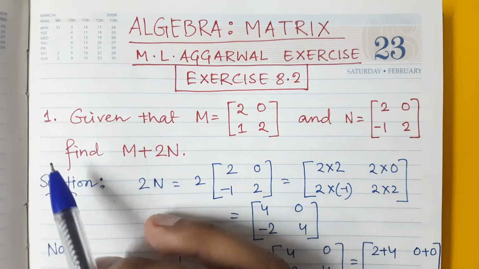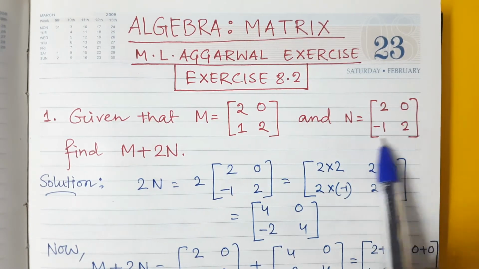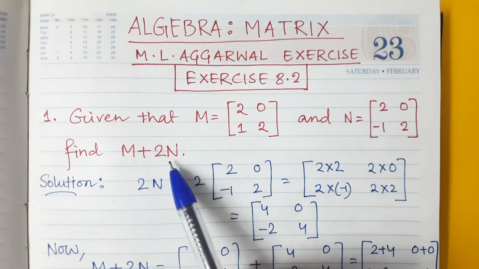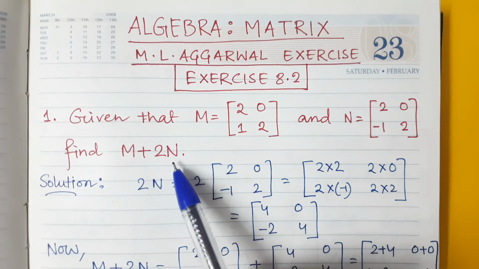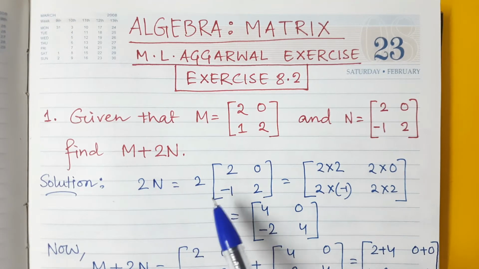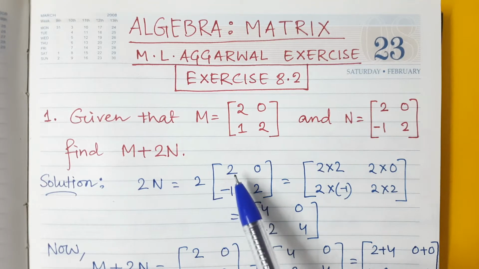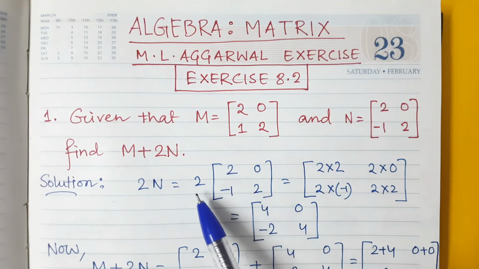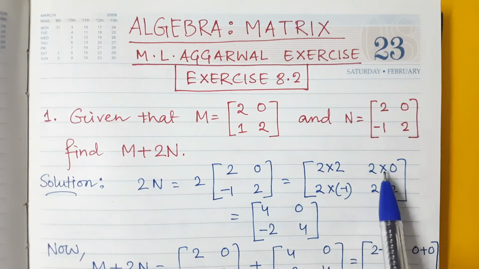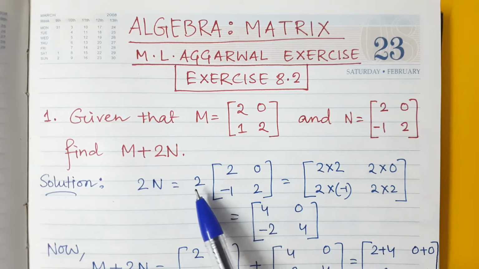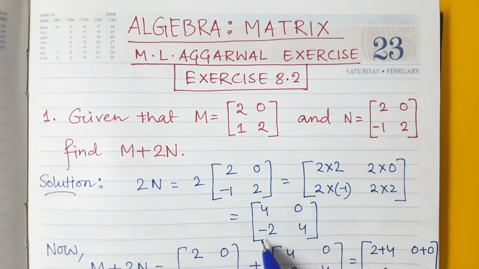So this is problem number 1. It is given that M is this matrix and N is this matrix. We need to find M plus 2N. Okay, so we already have M, but we need 2N. So 2N is nothing but 2 into this matrix. Now you need to multiply every element of this matrix by 2. That's why 2 into 2, 2 into 0, 2 into minus 1 and then 2 into 2. So this is 4, 0, minus 2, 4.